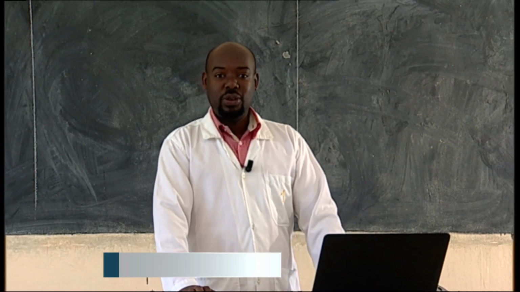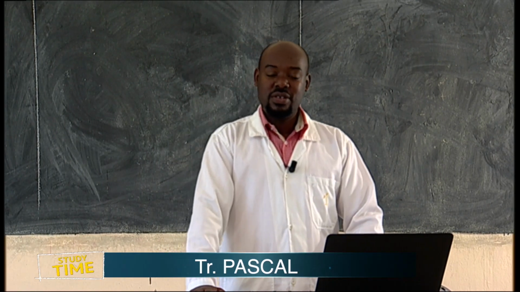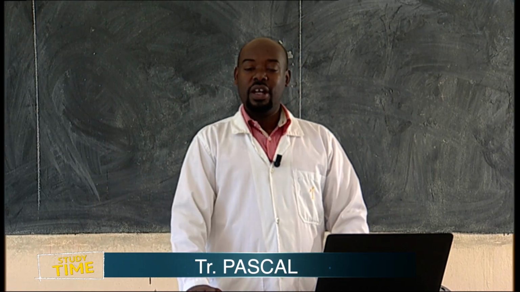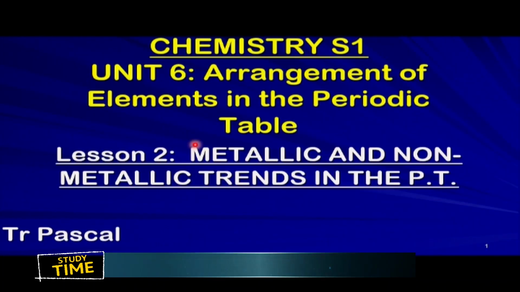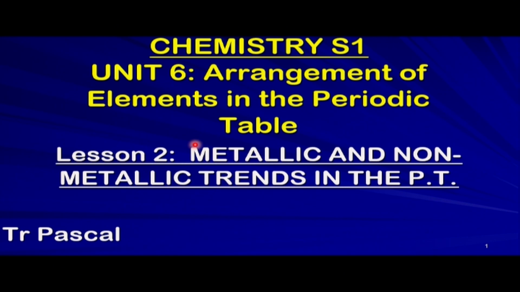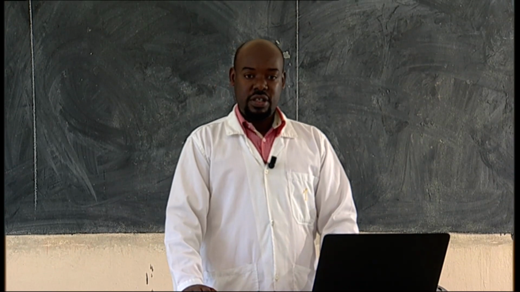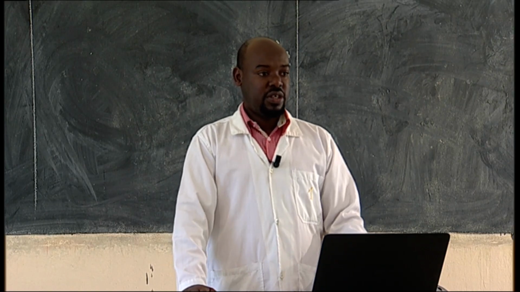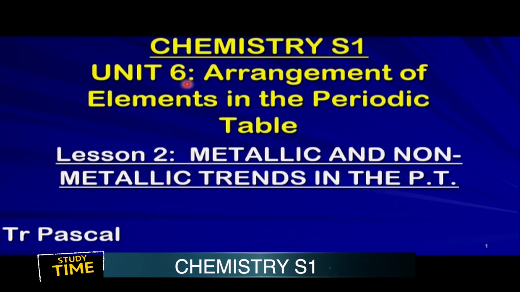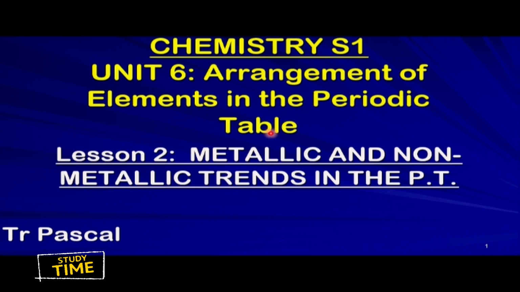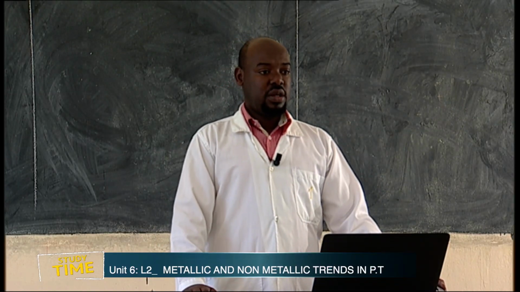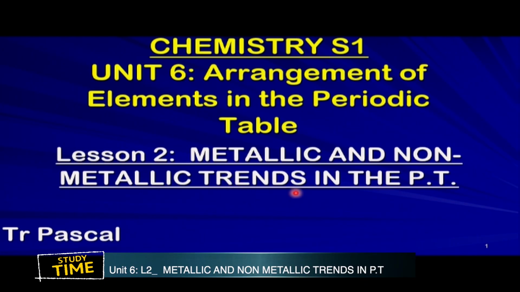This is Teacher Pasco. Today I will be with Senior 1 students, and as usual we'll be learning chemistry. If you remember well, we have started and we have been studying lessons in unit number 6. You can see here we have unit number 6, the arrangement of elements in the periodic table. And today we shall have the second lesson, that is metallic and non-metallic trends in the periodic table.